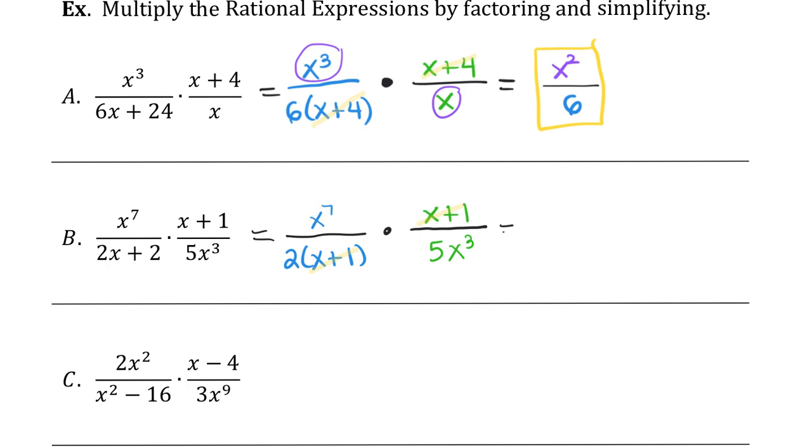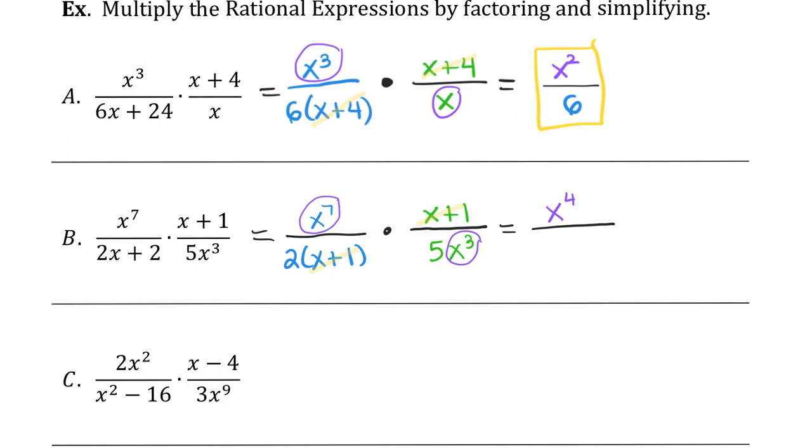Okay, now it looks like it can also cancel some x's. So let's look at the x's. I have x to the 7th at the top. I have x to the third at the bottom. There are more x's at the top, so I'm going to leave my answer at the top. If I do 7 minus 3, I end up with x to the 4th at the top. Or you can say, if I cancel out x to the third, I'm left with x to the fourth.